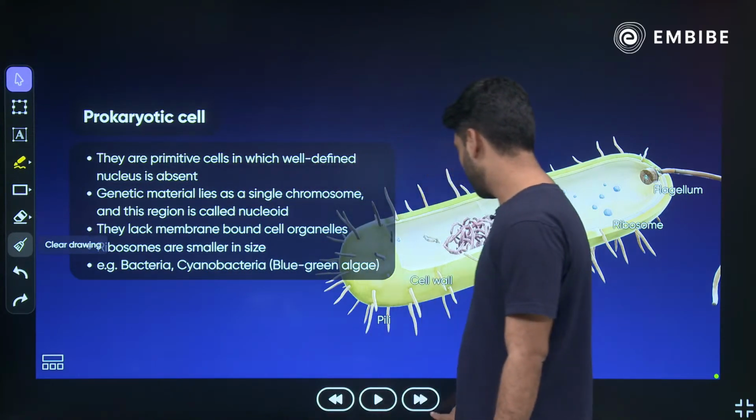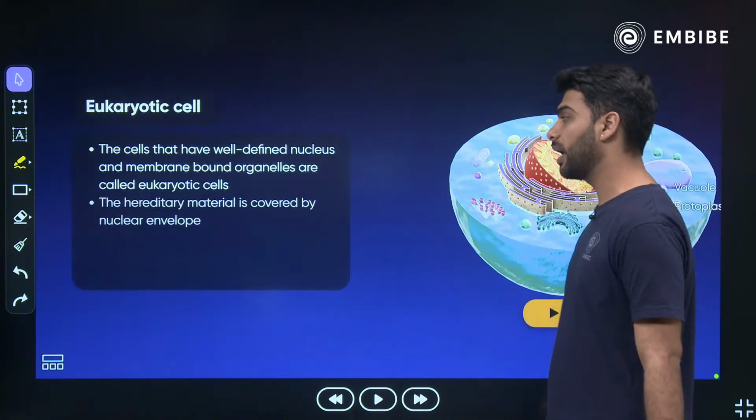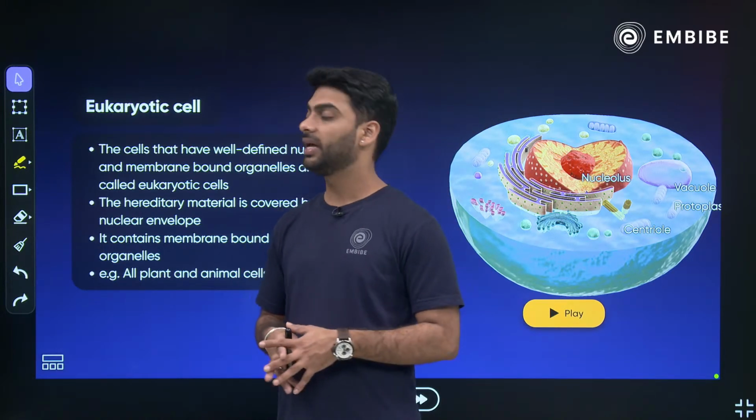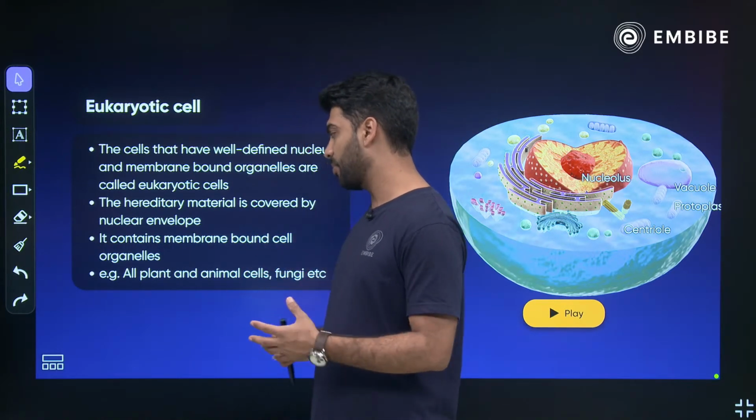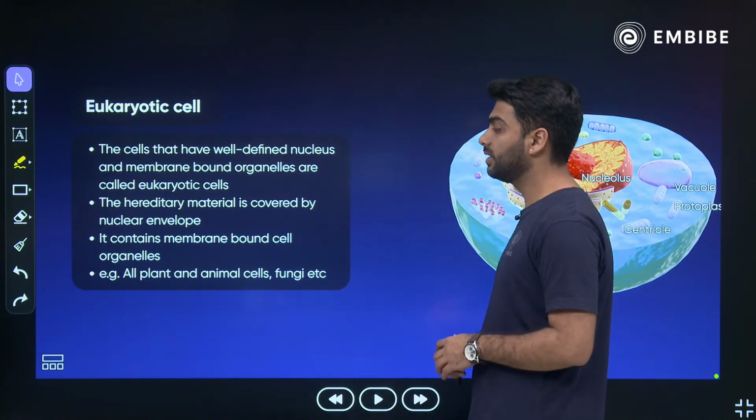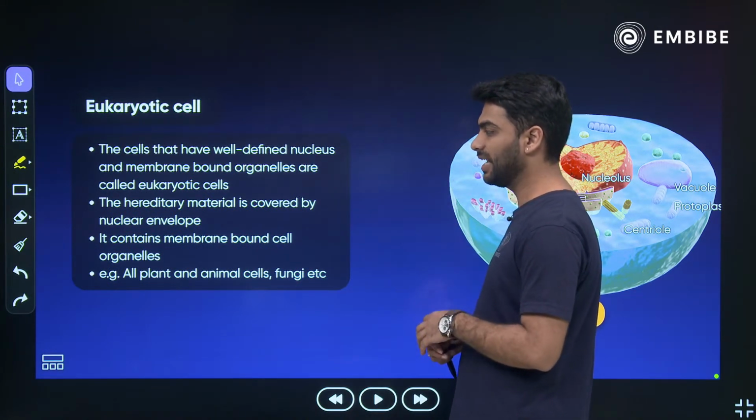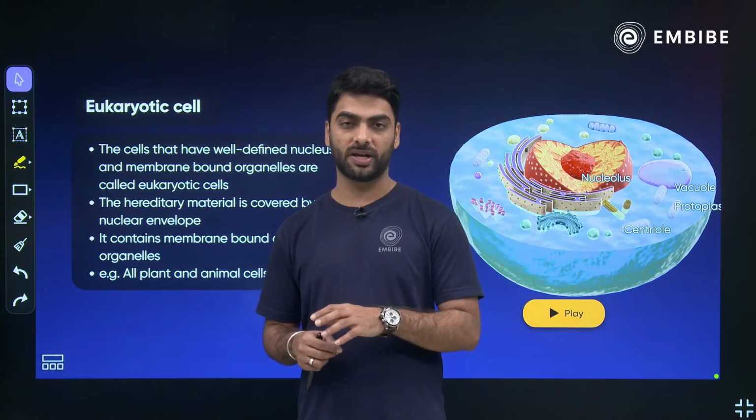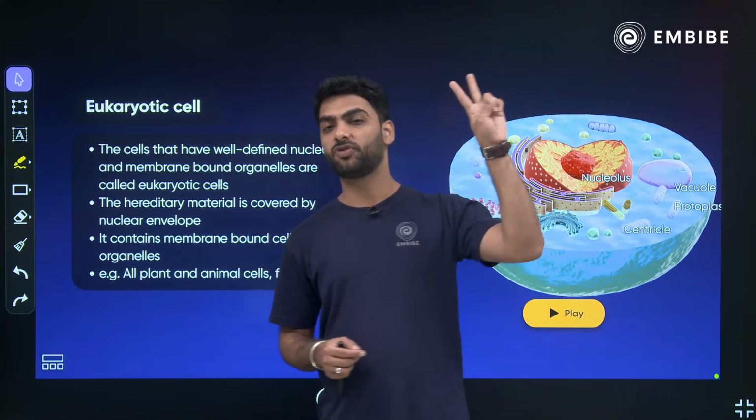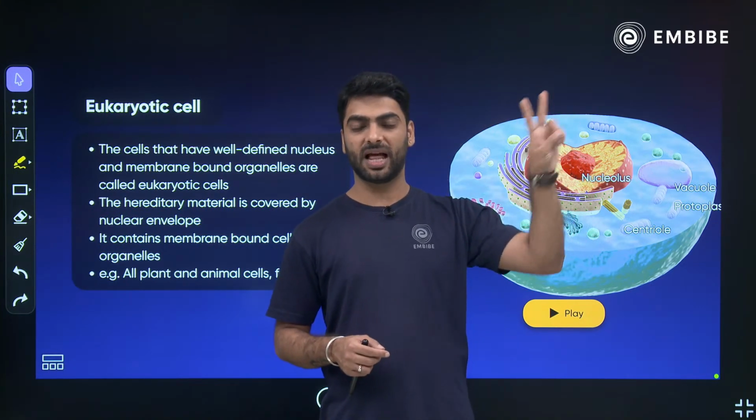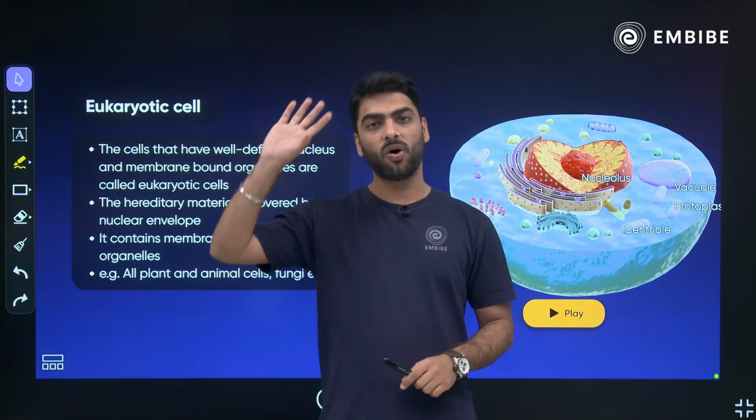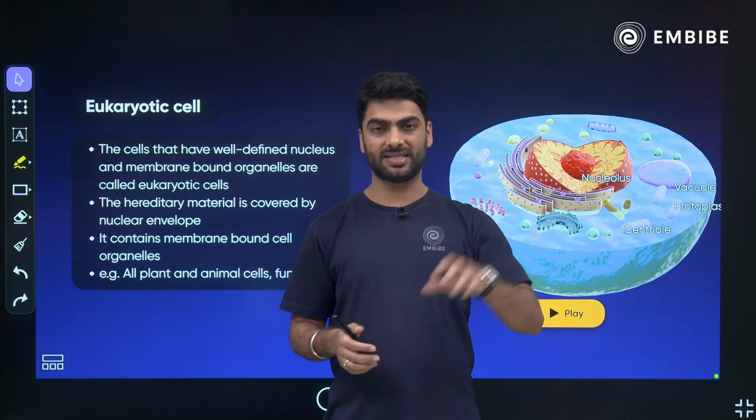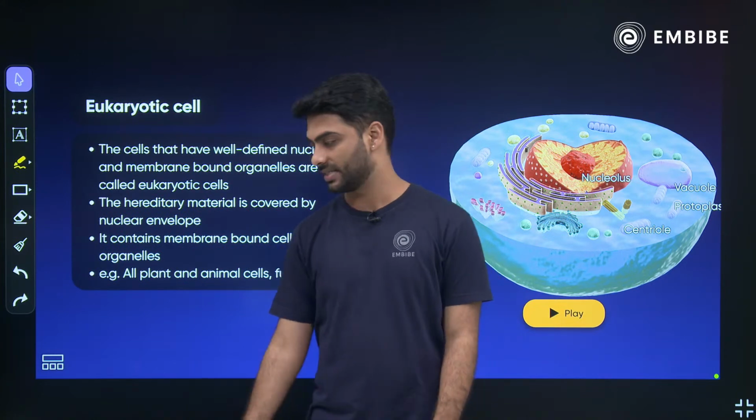Then we talk about eukaryotic cells. They have a well defined nucleus and a nuclear membrane, and they have a cell membrane. Also they have the nucleus which carries DNA, that is the hereditary material. So all plant and animal cells are eukaryotes. We have only 2 examples of prokaryotes, bacteria and blue green algae. All the other types of cells are eukaryotic cells.